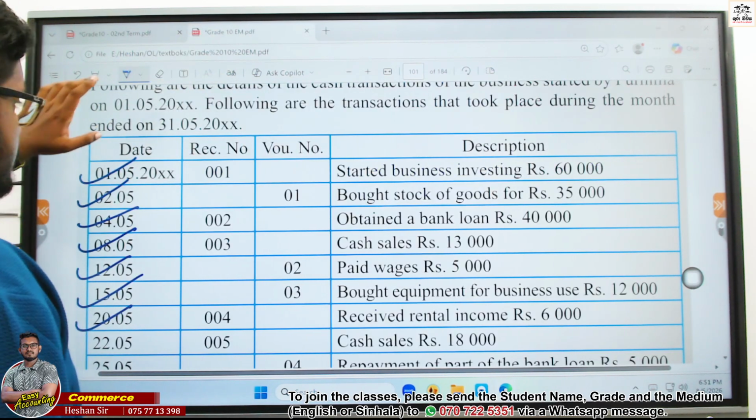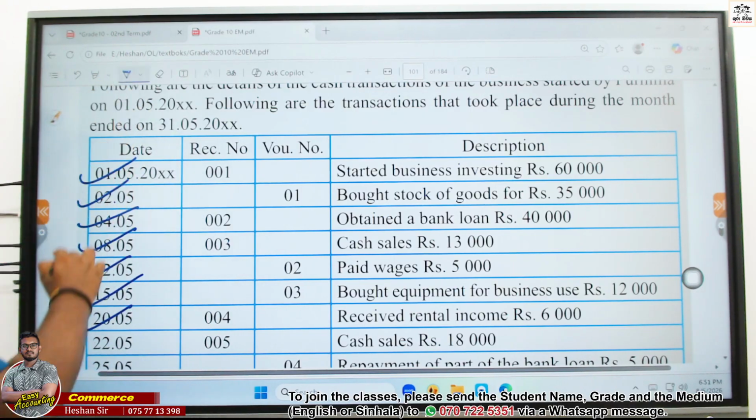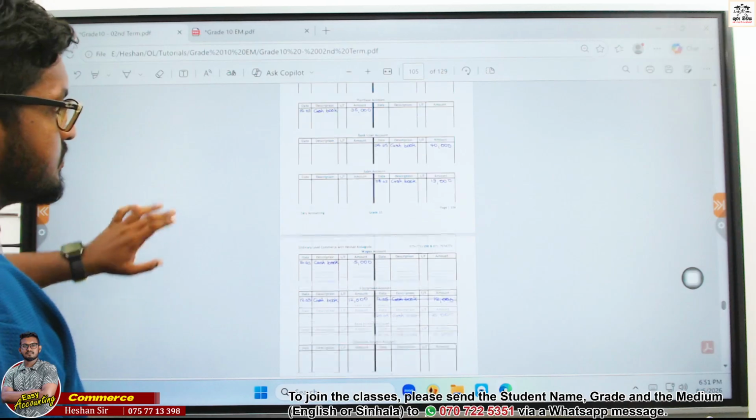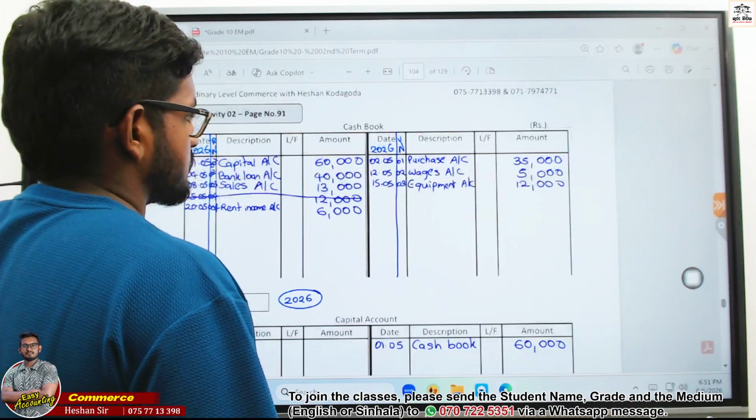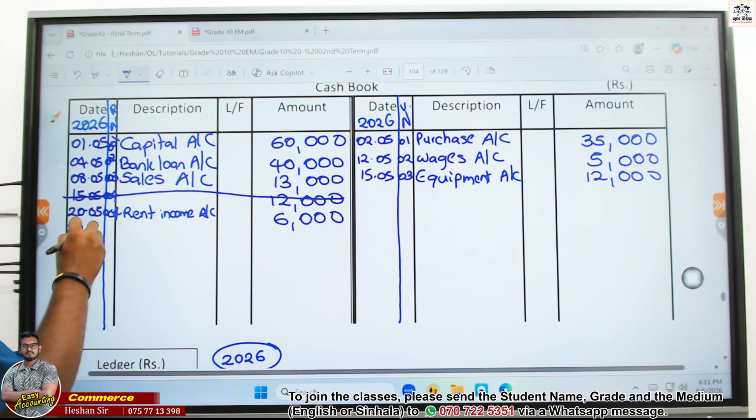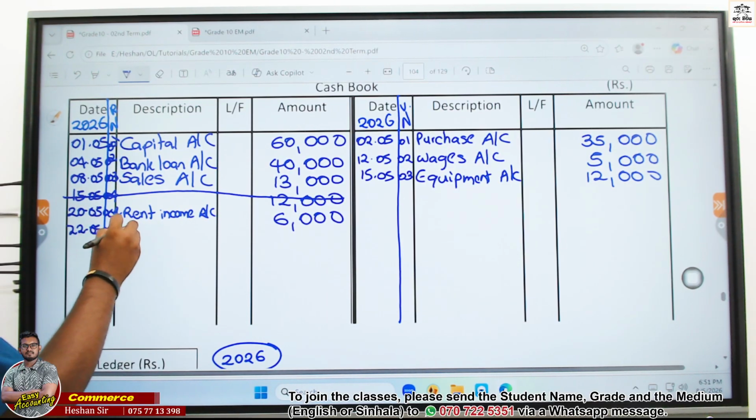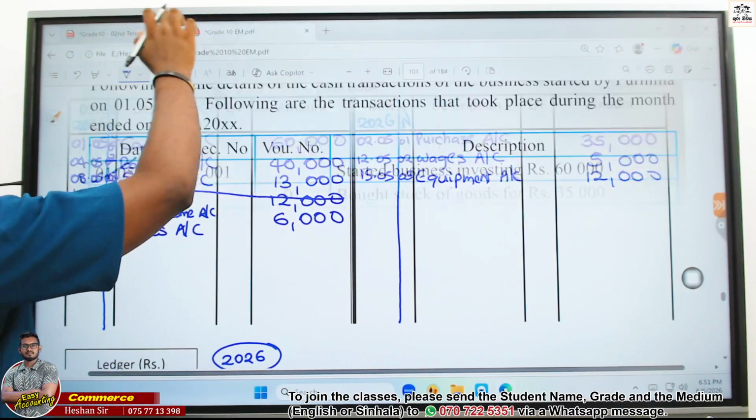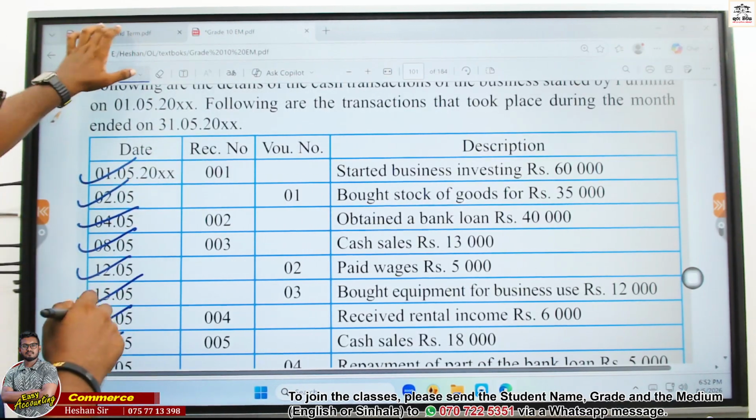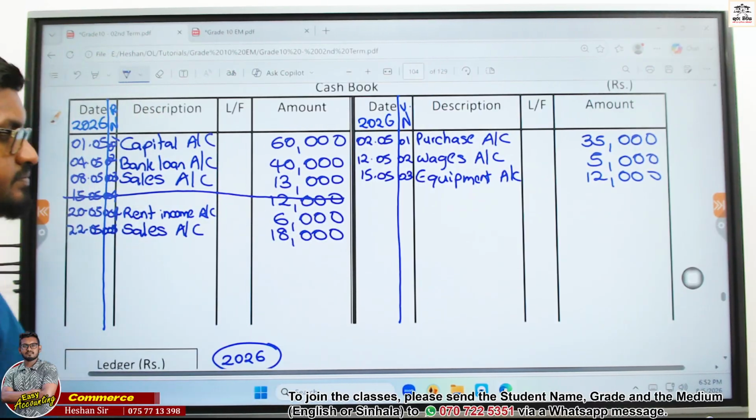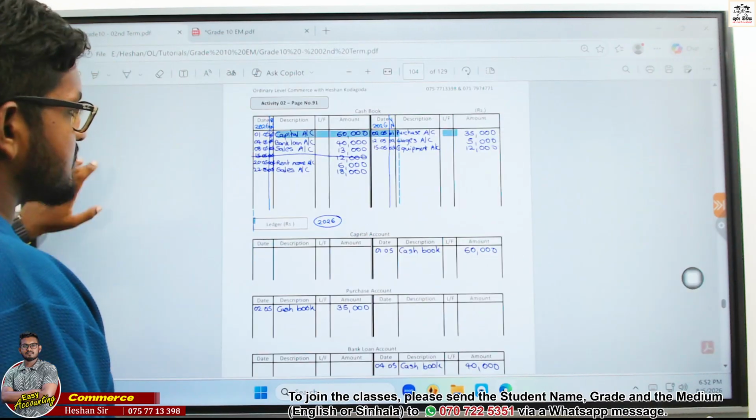Next one. Cash sales 18,000. 22nd of May. Sales account. How much? 18,000. So credit the sales account.